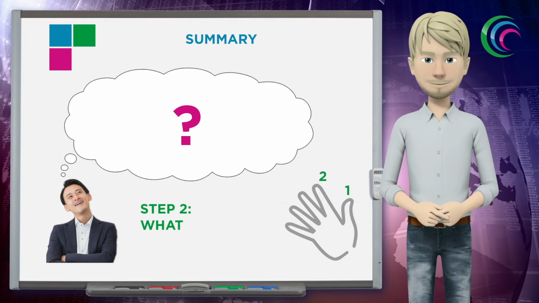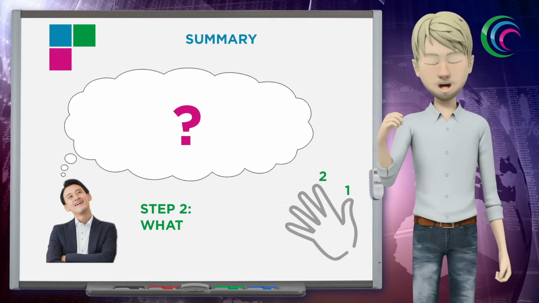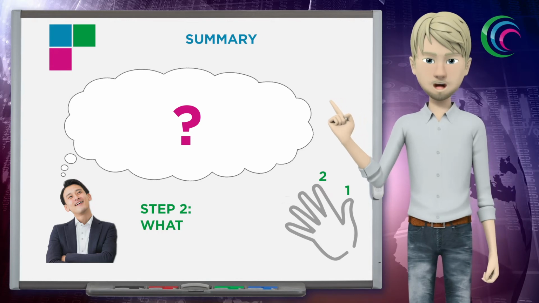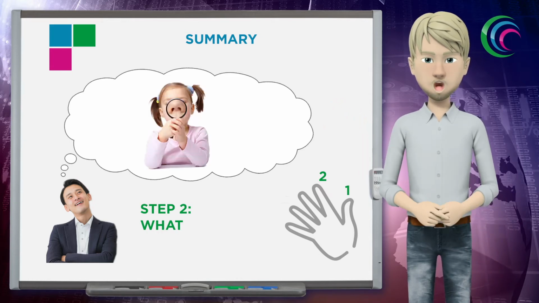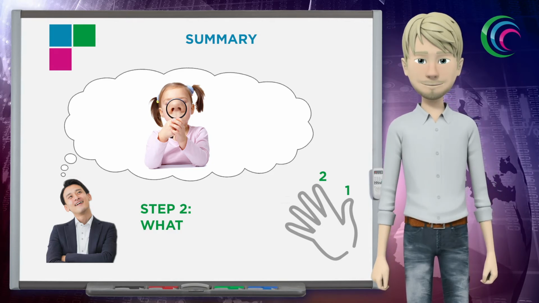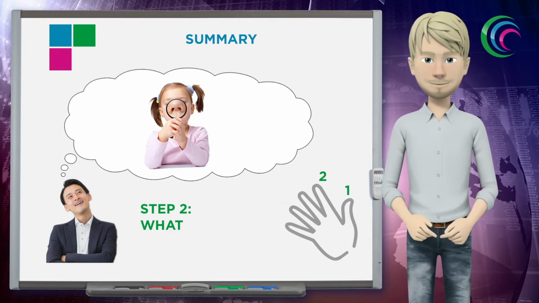Step 2. What? What is the situation or the problem in the text? Describe in a few sentences what is the matter at hand. Include only essential details to explain the what question.